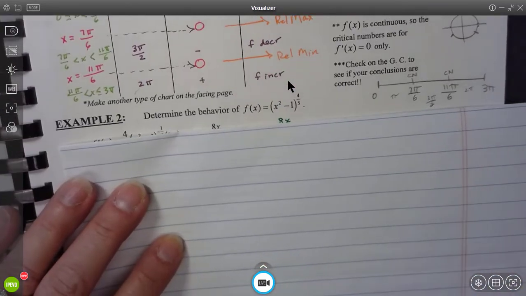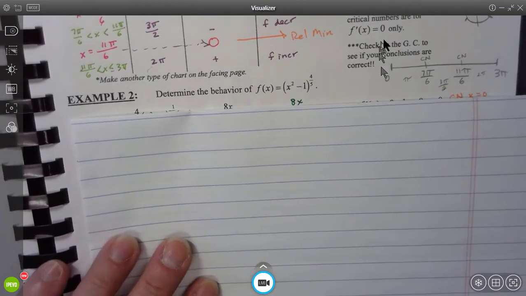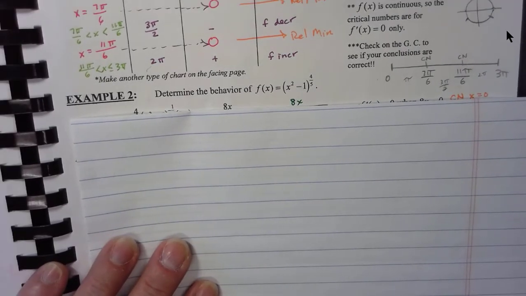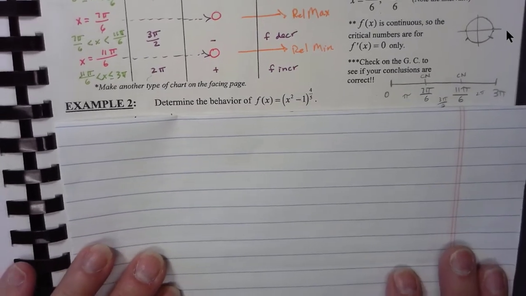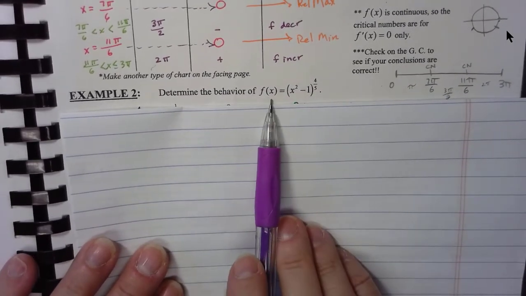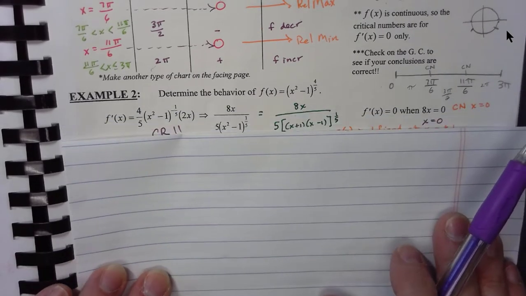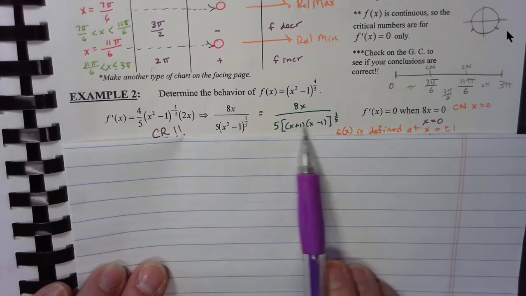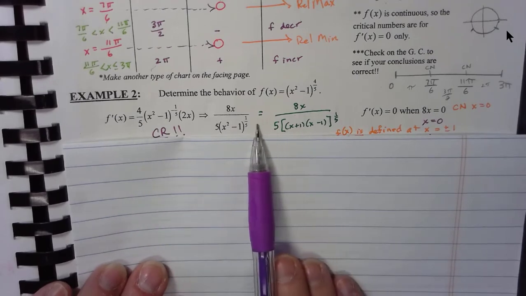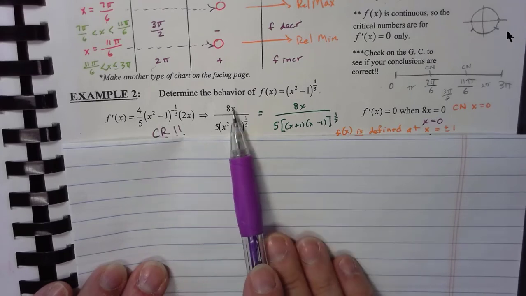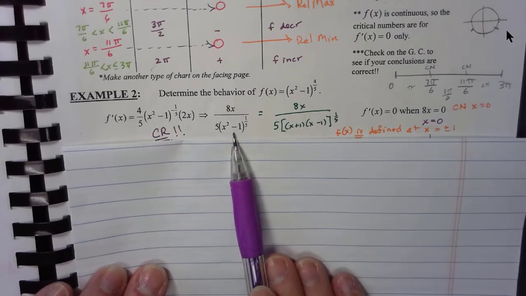All of the rest of the examples are going to follow the same process. It's just going to look a little bit different because the functions get more complicated. Okay, so we're going to determine the behavior of f of x equals (x squared minus 1) to the 4/5. Once again, find the derivative and clean it up. Look at how much cleanup had to happen. This is going to come down below. 4 times 2 is 8x. And we can factor our difference of 2 squares.